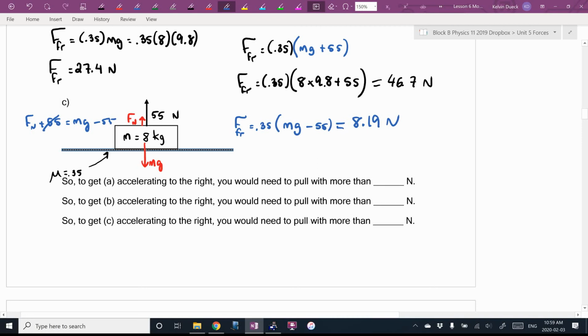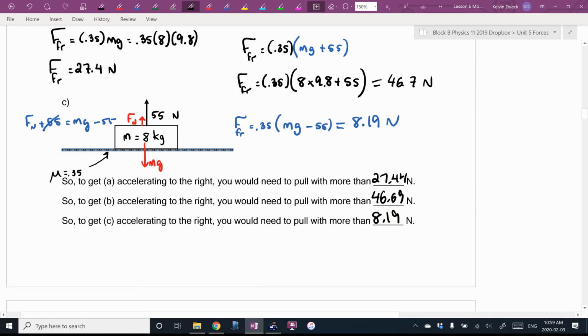So, in conclusion, to get A accelerating to the right, you would need to pull with more than how many newtons? And I'll even put it, 27.44. I think that's what it was, yes? To get B accelerating to the right, you would need to pull with how many newtons? 46.69, yes? And to get C accelerating to the right, you would need to pull with more than 8.19.